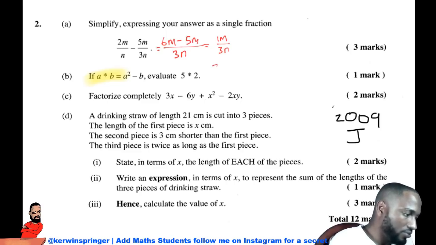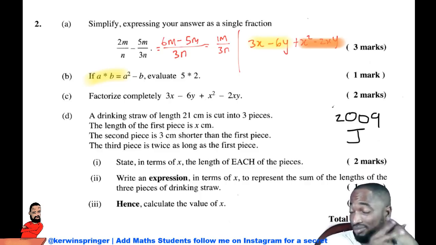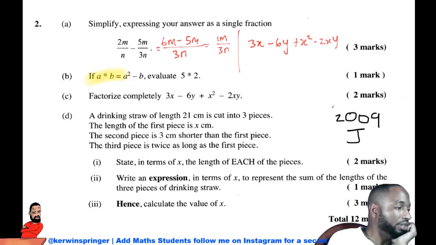So you have 3x minus 6y plus x squared minus 2xy. Look for what is common. It's like you're watching this equation in two parts. This part and that part. When you see four terms, you're watching the equation in two parts. You find what's common in the first part, you'll see that 3 could go into that. There's no letter common, so it'll be 3 into x minus 2y. Once you get this here, immediately put it back on the next side. Immediately. So it'll be on the next side, x minus 2y.